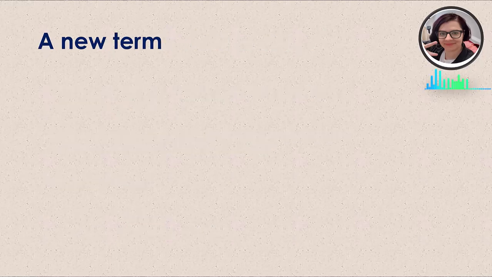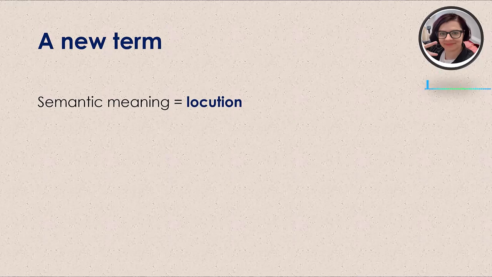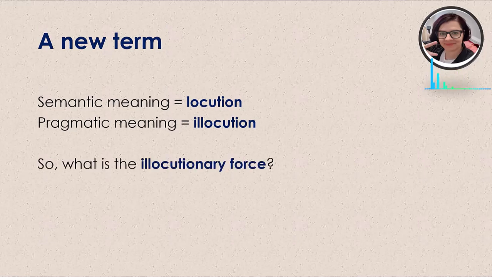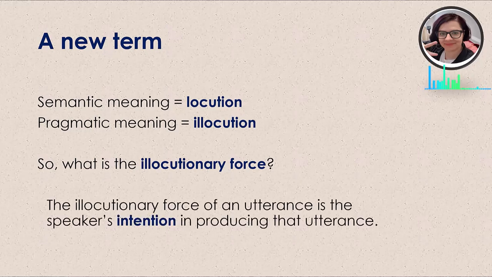So here is a new term for you. Semantic meaning, or the literal meaning, is called locution. The semantic meaning of "it's hot in here" is that the temperature is high. The pragmatic meaning is called illocution. So, keeping these 2 terms in mind, what is the illocutionary force? Well, the illocutionary force of an utterance is the speaker's intention in producing that utterance. So when we say "it's hot in here", that means that we intend for somebody to open the window.